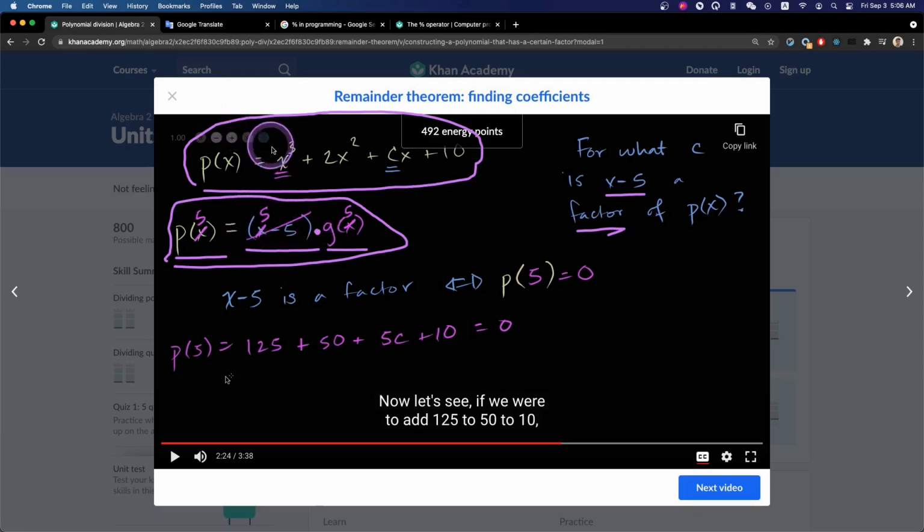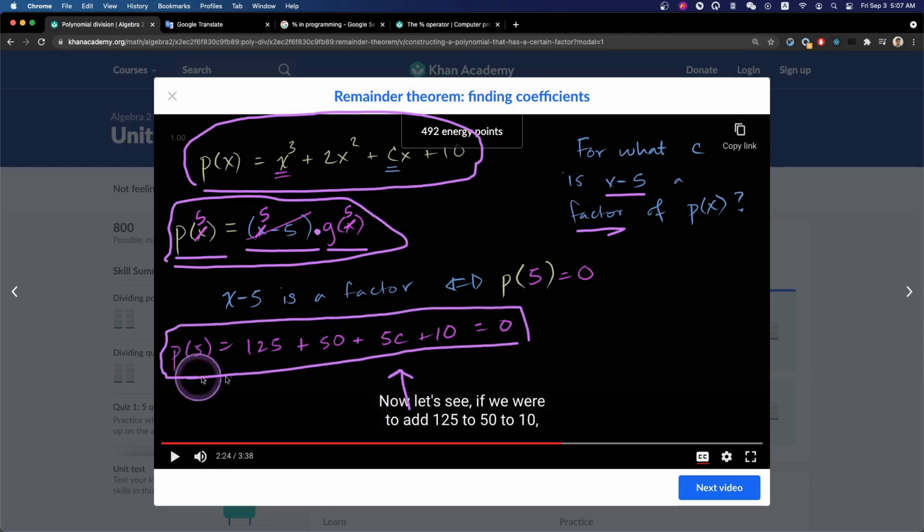Then we substitute into the original polynomial, we replace the x with 5, and we get 0, which is just what I did here. And in that case, we are able to calculate c, because for this equation we only have one unknown variable. And if we have one unknown variable, we can solve it using only one equation.